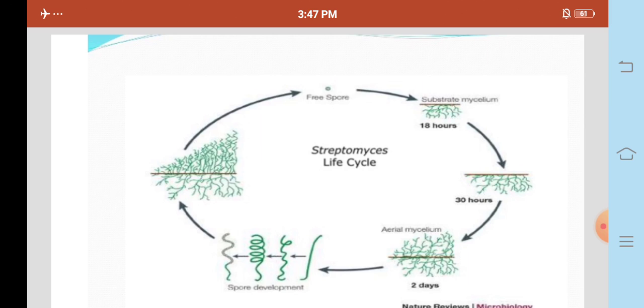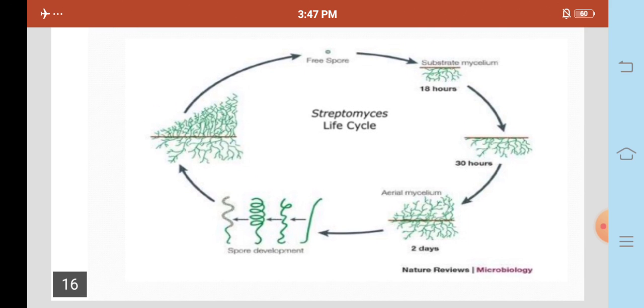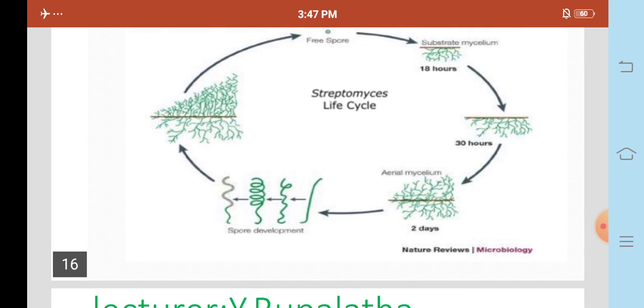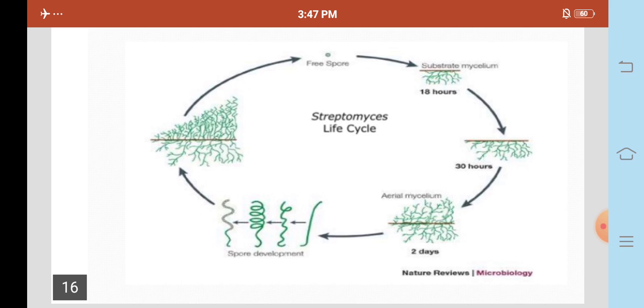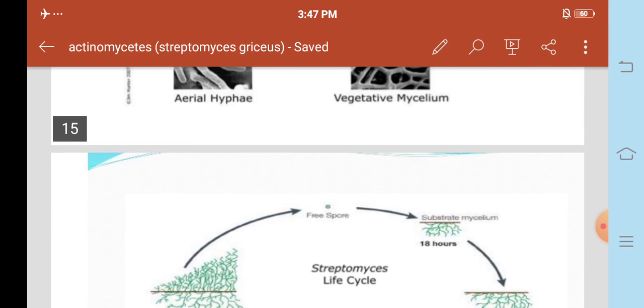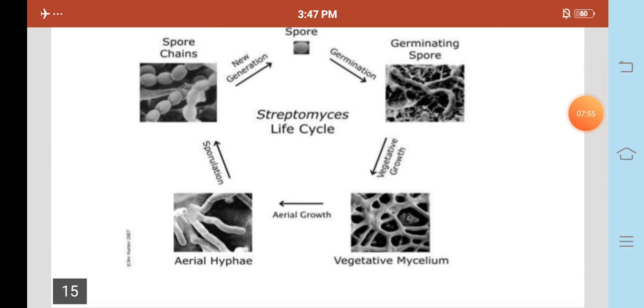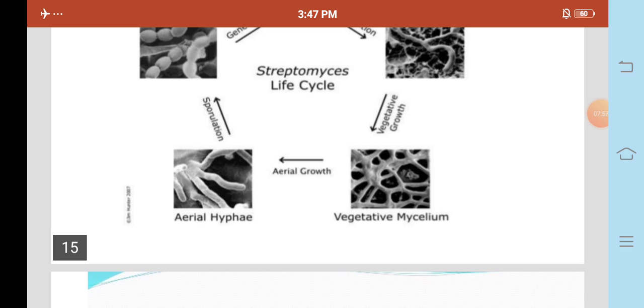Streptomyces life cycle: free spores, substrate mycelium in 18 hours, we can observe the growth in 30 hours, and aerial mycelium within 2 days. Next is spore development, and then the complete matured Streptomyces. This is the life cycle of Streptomyces griseus species.